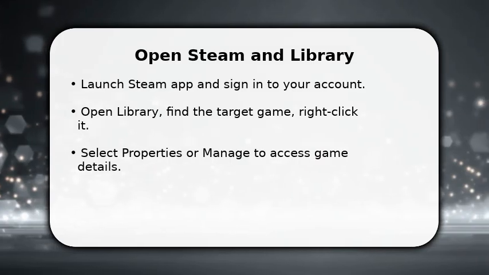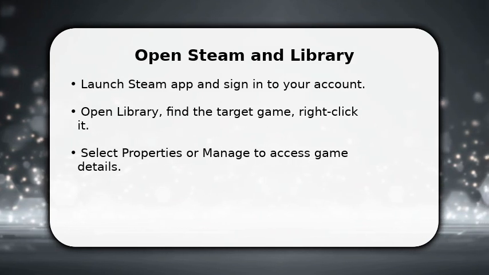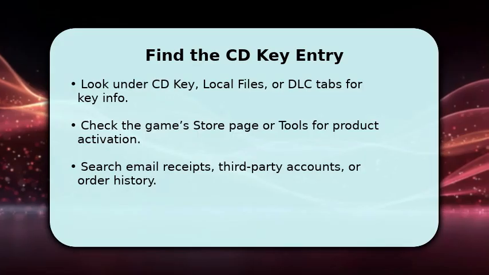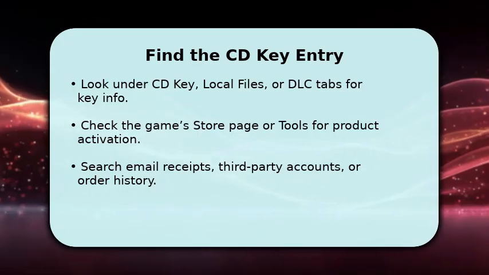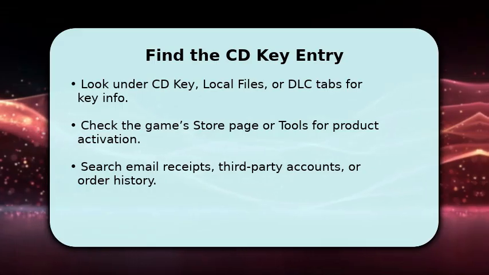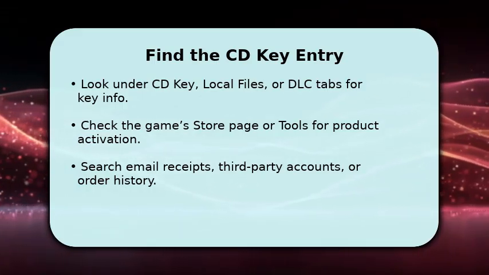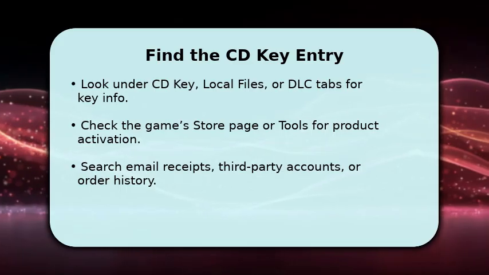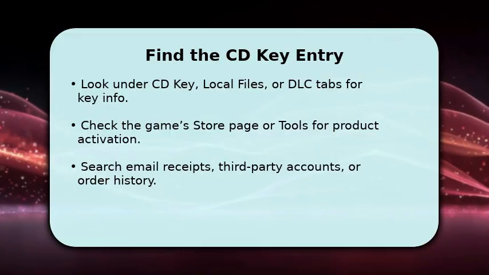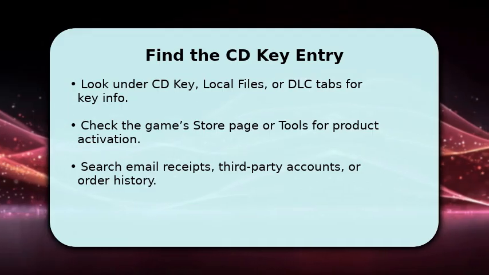This first step reveals whether Steam exposes a CD key or points to a third-party key source. Once you're in the game details, scan tabs labeled CD key, DLC, local files, or controller options, because keys often hide under DLC or a dedicated CD key button. If Steam links out to a third-party service, follow that link to retrieve the code from your publisher account. Also check the store page for View CD key buttons and review any associated DLC entries.